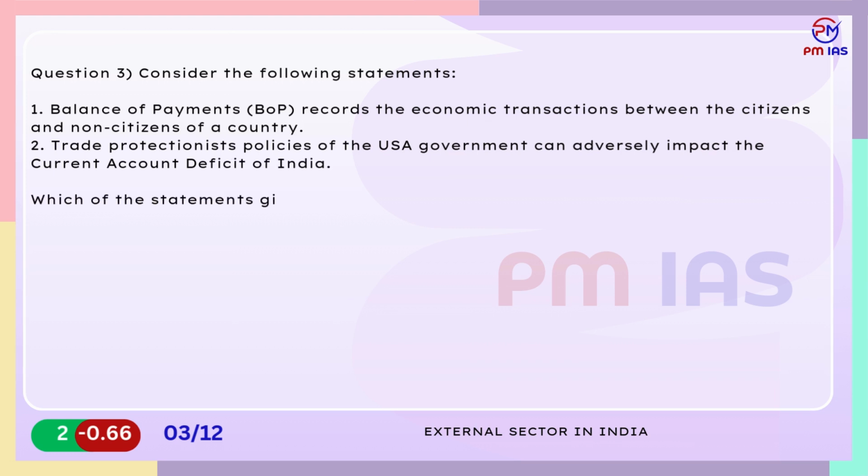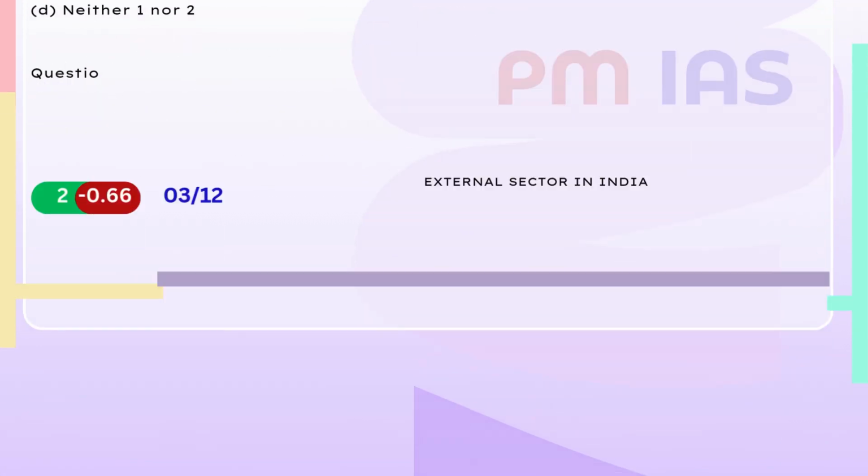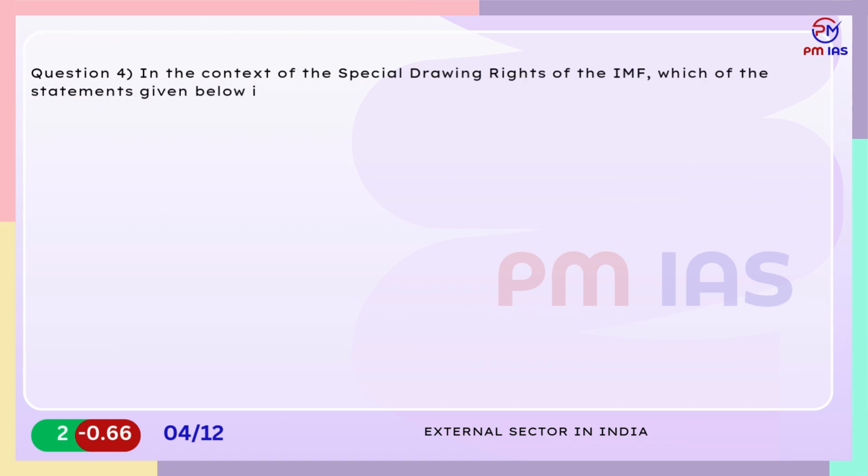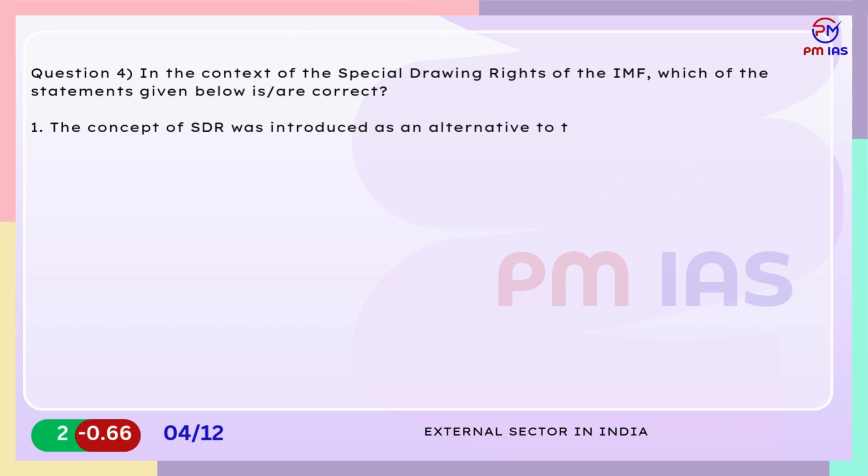A. 1 only. B. 2 only. C. Both 1 and 2. D. Neither 1 nor 2. Question 4. In the context of the special drawing rights of the IMF, which of the statements given below are correct? 1. The concept of SDR was introduced as an alternative to the Triffin dilemma.